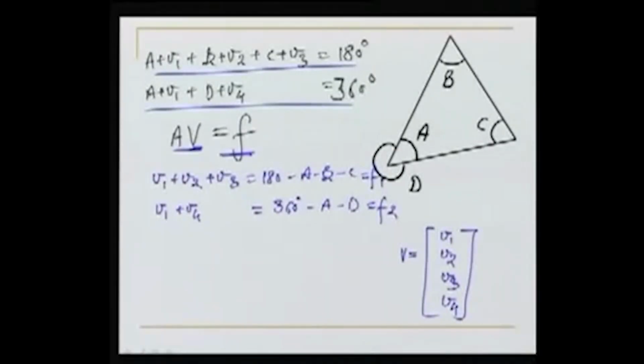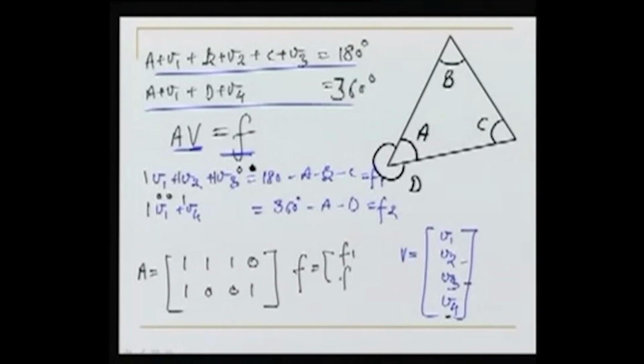So over here, matrix A can be written now as, the coefficients are 1, 1, 1 and 0 for V4. In the other equation it is 1 for V1, 1 for V4, and 0 for V2 and V3. So I can write it as 1, 1, 1, 0 and 1, 0, 0, 1. So that's A. And we know F is F1 and F2.